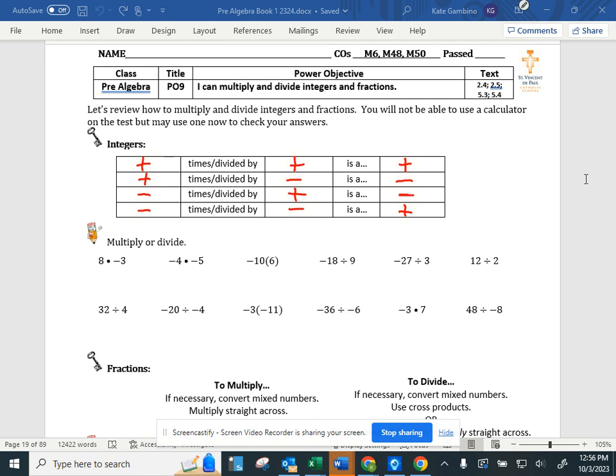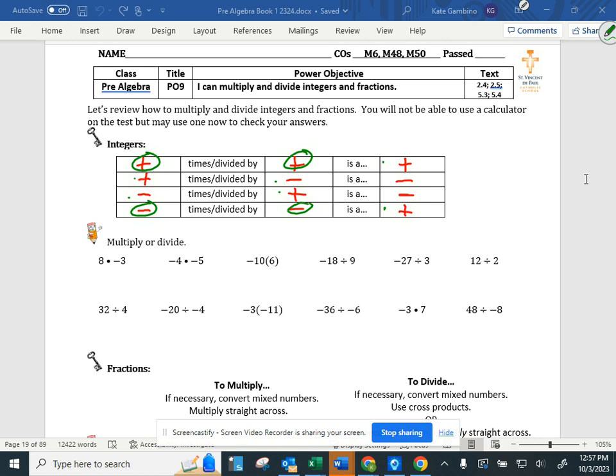If they are like signs, positive, positive, negative, negative, your answer will always be positive. So if they are the same sign, positive, positive, or negative, negative, your answer will always be positive. If they are different signs, doesn't matter which one's first or which one's second, your answer will be negative. Same signs, your answer is positive. Different signs, your answer is negative.